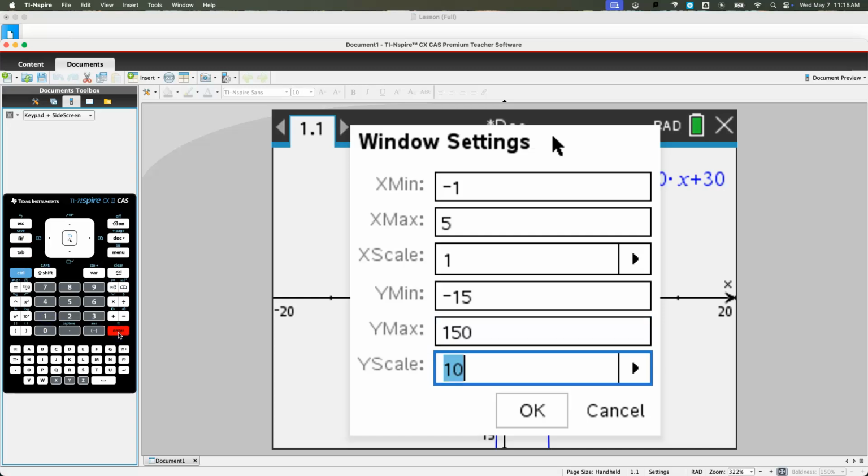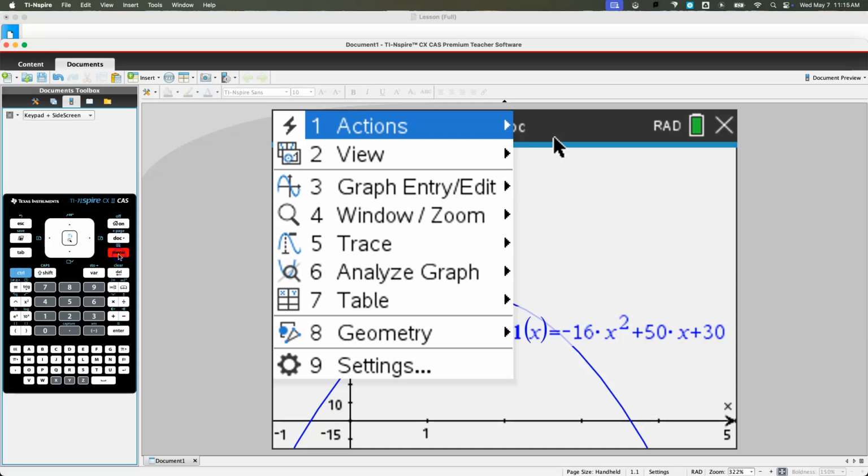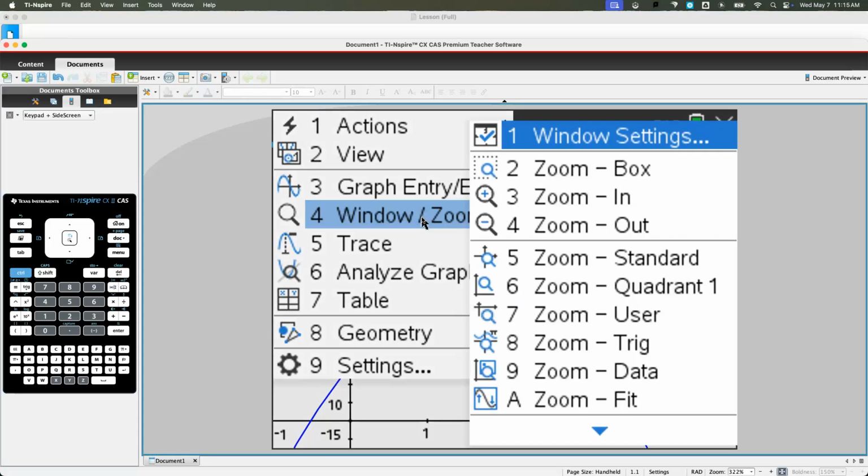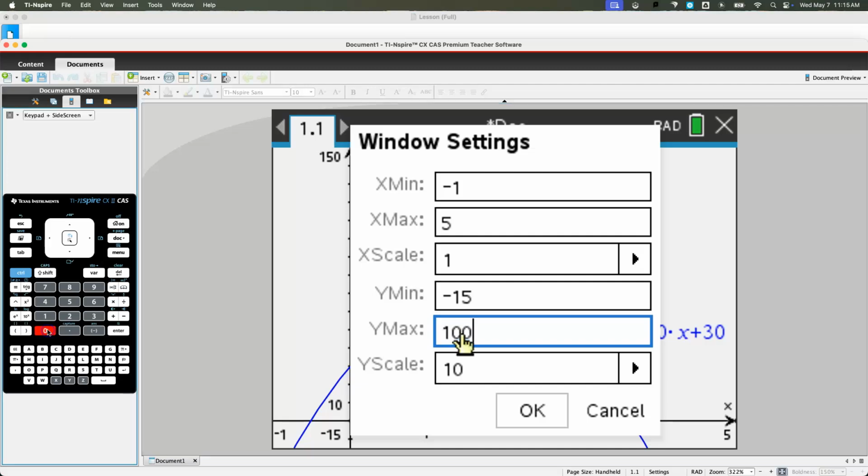I'm just literally checking to see if, oh, we went way too high. Okay, so 10, 20, 30, 40, 50, 60, 70. We could go to 100. Okay, so your window should look like this.